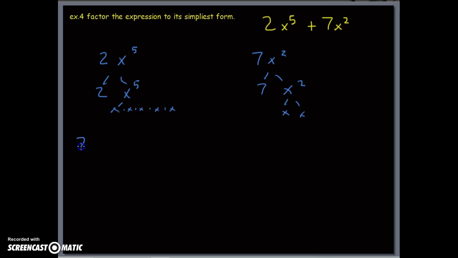So our factor for 2x to the 5th is 2 times x times x times x times x times x, that's 5 x's, and for 7x squared we have 7 times x times x. So the common factor for these two terms is they don't have a number that we can factor out, but they've got some x's, so it looks like we can factor out 2 x's.